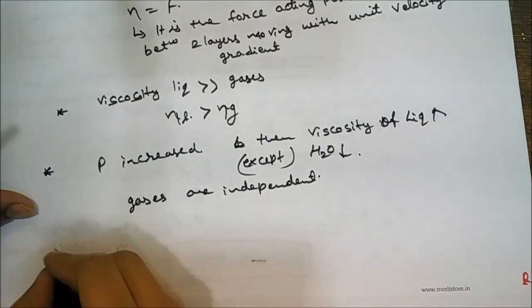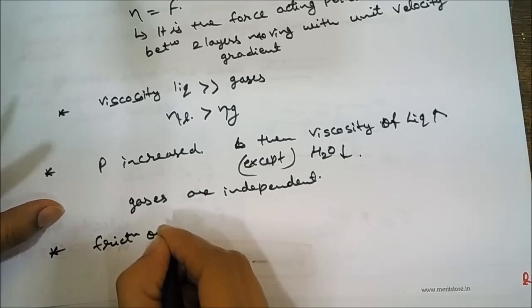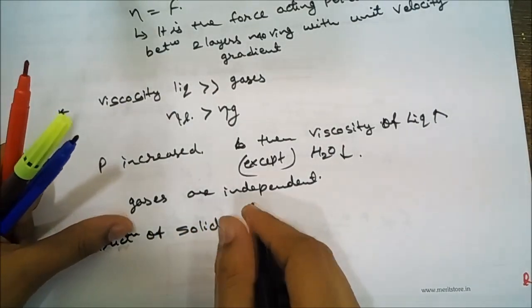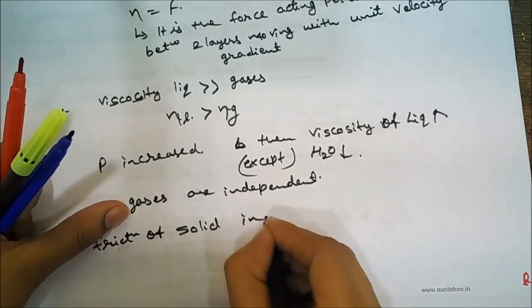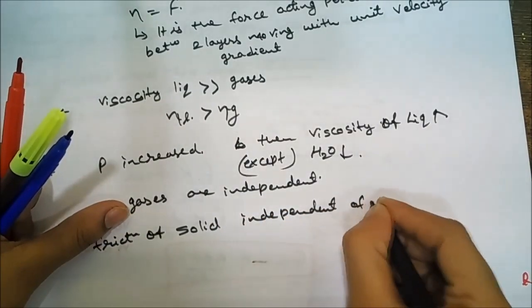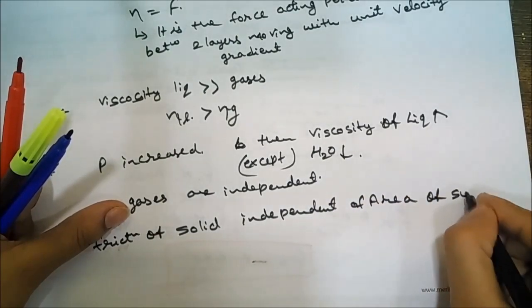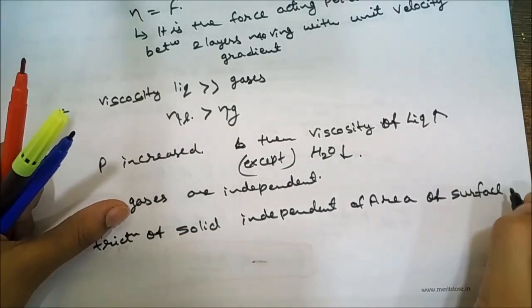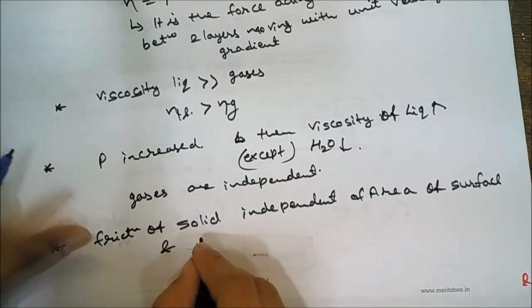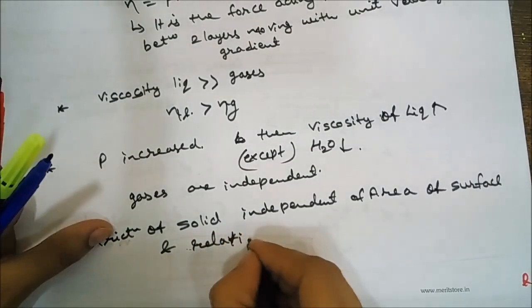The friction of a solid surface is independent of the area of the surface and the relative velocity between them, so there will be no effect.